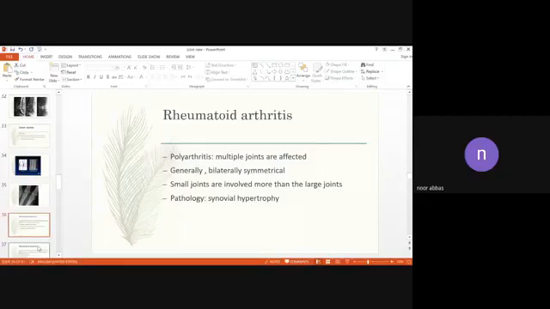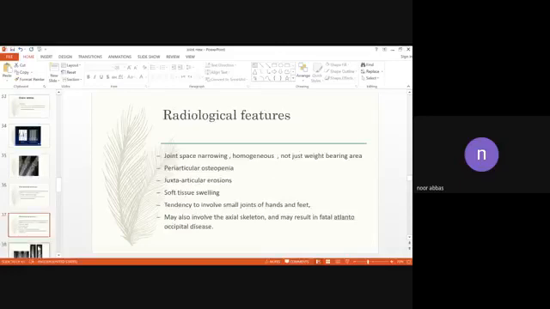It is a polyarthritis with multiple joints affected. Generally, it is a systemic disease that is generally bilaterally symmetric. It has a predilection for the small joints more than the large joints. We mean small joints of the hands and feet more than the larger joints such as the knee, ankle, hip, shoulder. The pathology behind it is synovial hypertrophy leading to the formation of pannus, which has a tumor-like effect on the underlying bone, causing this erosion or defect in the bone.